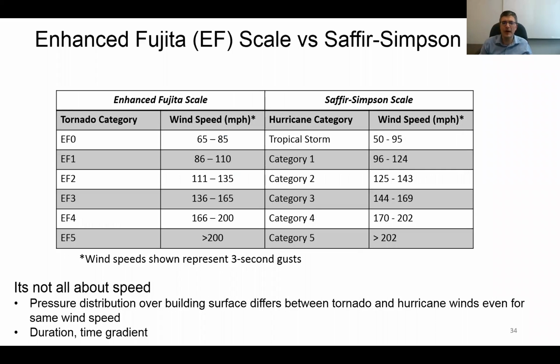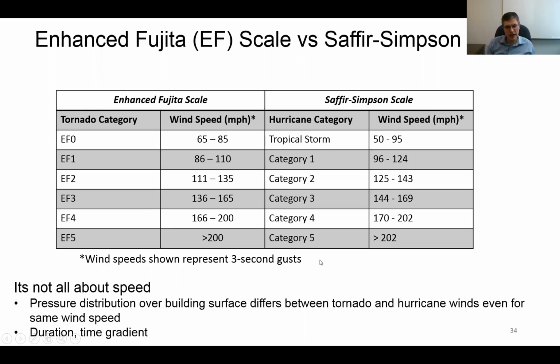I'm putting here side by side the enhanced Fujita scale for tornadoes and the Saffir-Simpson scale for hurricanes. You see they both now consist of 6 categories if you include tropical storms or sub-hurricane. The wind speed bands are fairly similar. That's not by any intent as far as I know. I'll note that the Saffir-Simpson hurricane scale here has been converted into 3-second wind speed gusts.